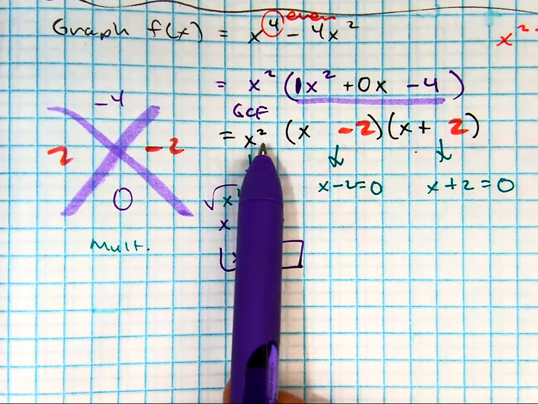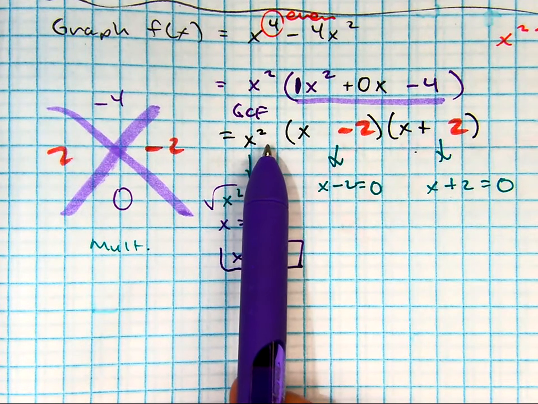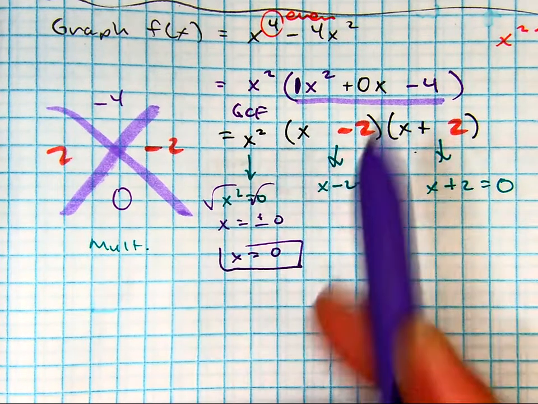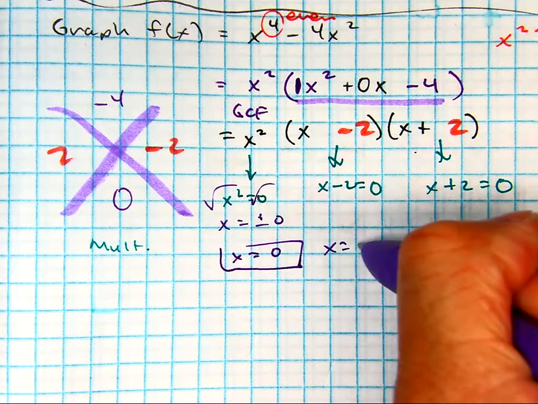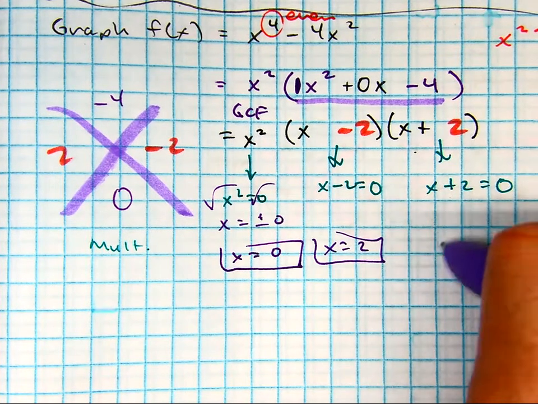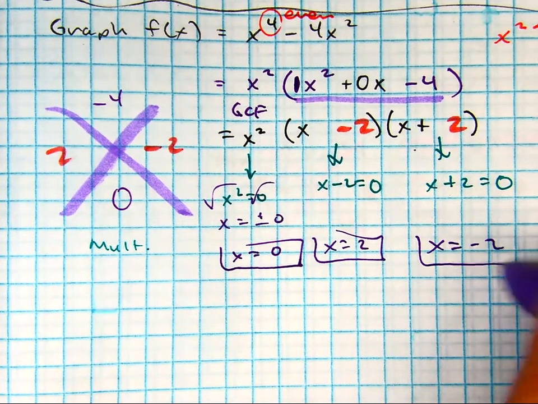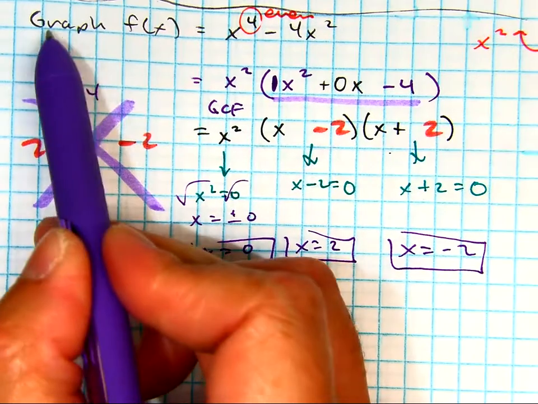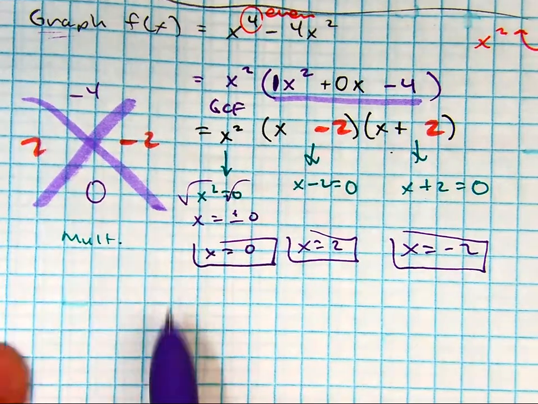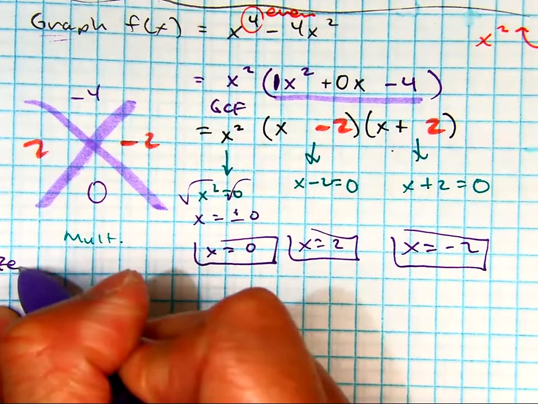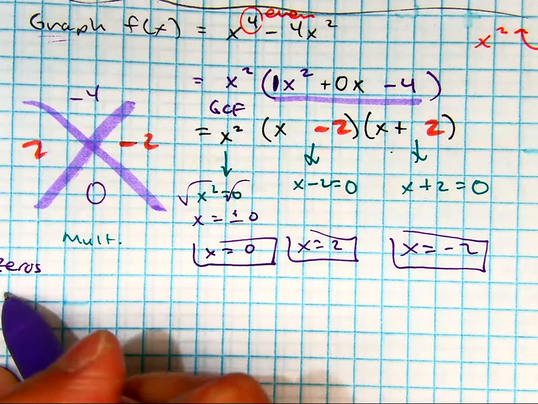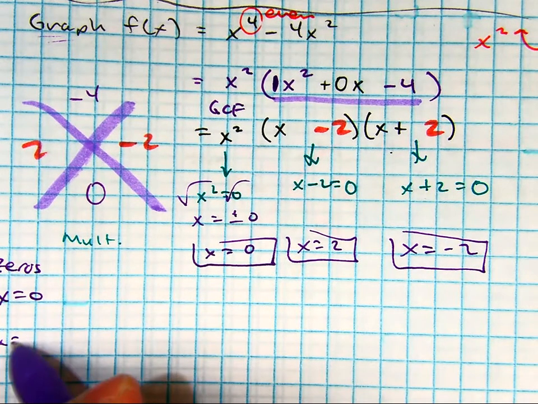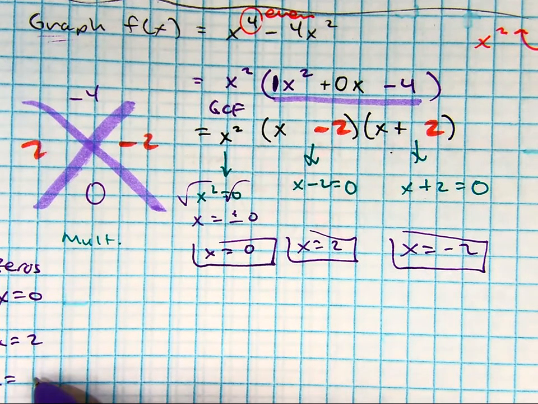Did you notice what I did out here? Even the greatest common factor you're setting equal to 0. This one becomes x equals 2, and this one becomes x equals -2. So again, I asked you not just to factor it, we're graphing it. In order to graph it, I figured out my multiplicity. These are my zeros. So I have x equals 0, x equals 2, and then x equals -2.